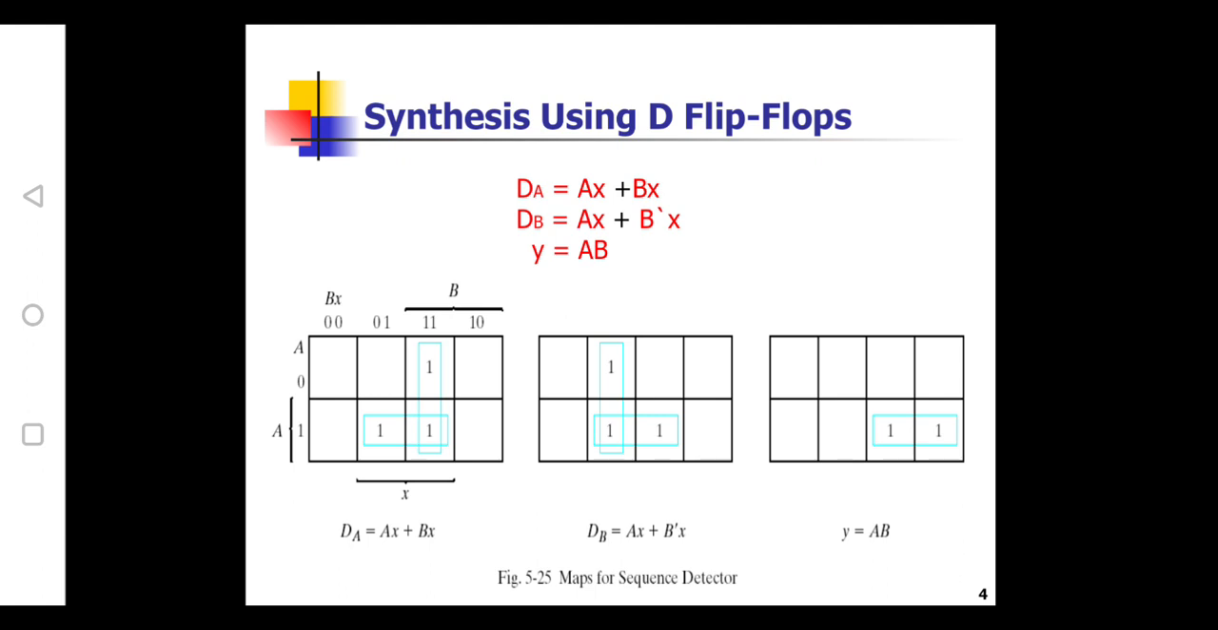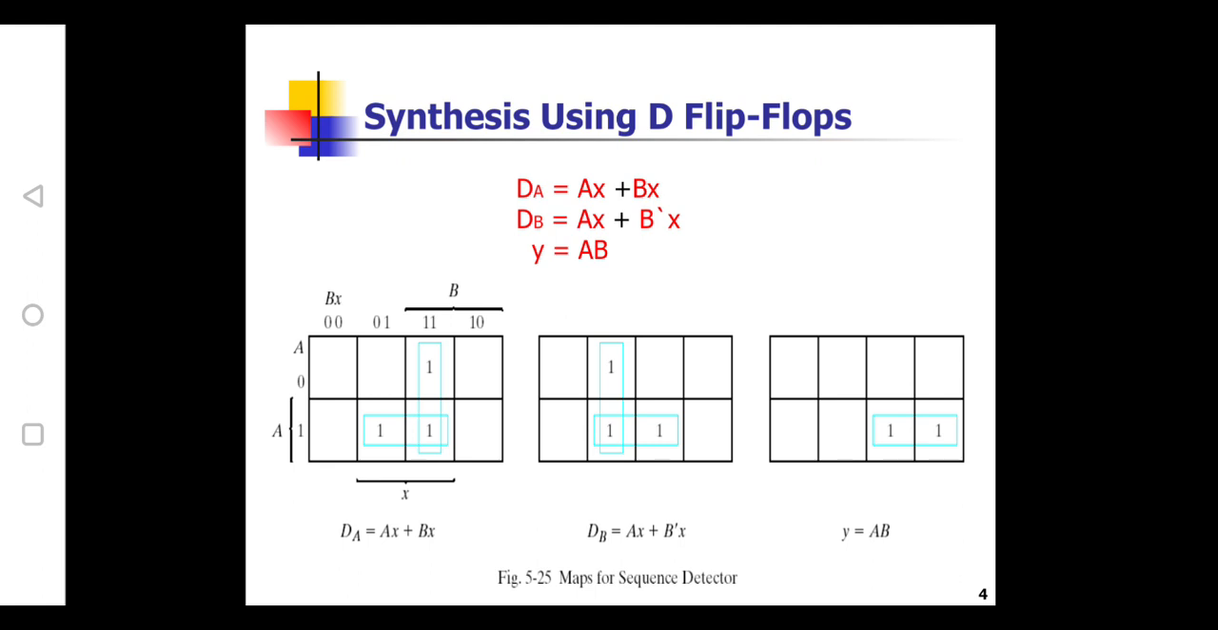Similarly, if we combine 5 and 7, it consists of a single row, which is 1 corresponding to variable A, and it is present in two columns, 0 1 and 1 1. So 0 and 1 are different for the variable B, so B will be cancelled out, left over with only X. So the expression for dA is equivalent to AX plus BX.